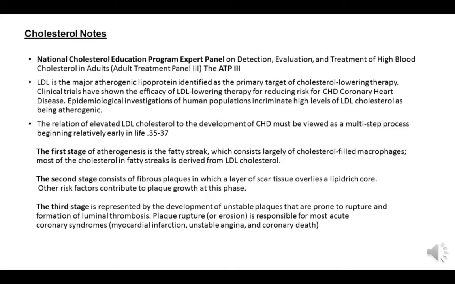But I thought also looking at the stages of coronary heart disease, in the first stage we have fatty streaks. Those involve macrophages, and that's derived from the LDL cholesterol. Second stage, fibrous plaque, scar tissue, lipid-rich core. And then the third stage, development of unstable plaques that are prone to rupture, formation of lumen thrombosis, plaque ruptures or erosions, and this is what's responsible for most acute coronary syndromes such as MIs, unstable angina, coronary death.